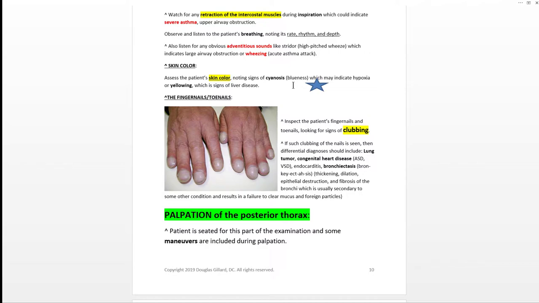Look at the fingernails, or make sure they're not yellow too, right? They might have jaundice. You can look in the whites of their eyes. Should be white and not yellow. And look for clubbing. Look at their fingernails. This guy, what's wrong with this guy? So not only do they have clubbing, they have cyanosis on top of the clubbing. So that's not normal.